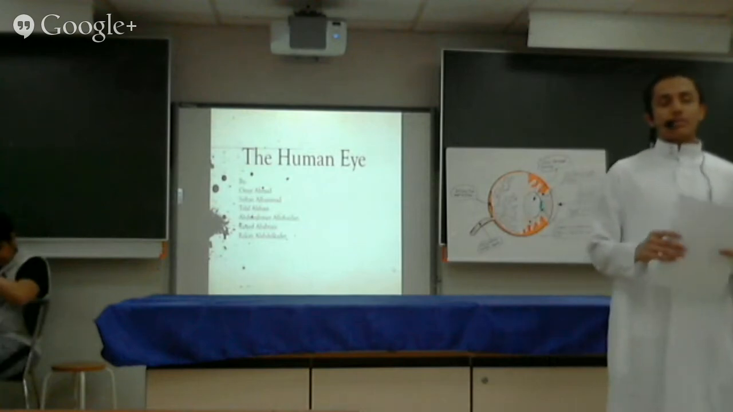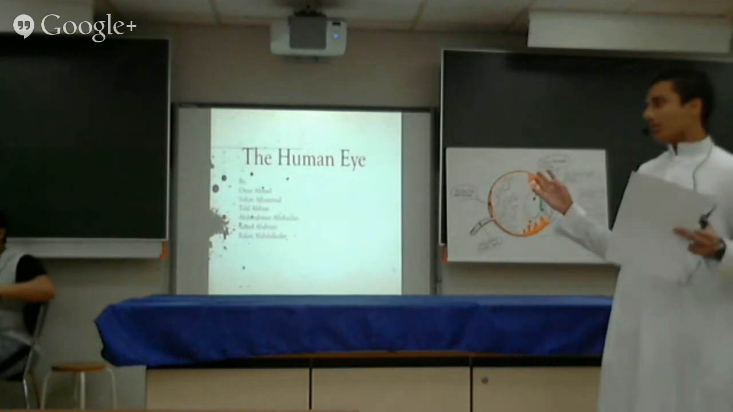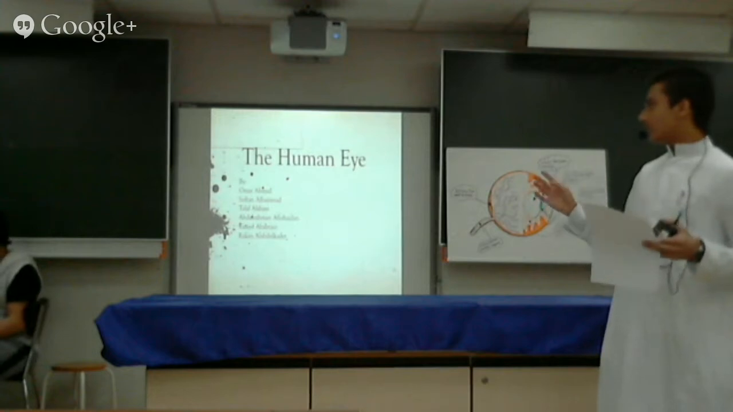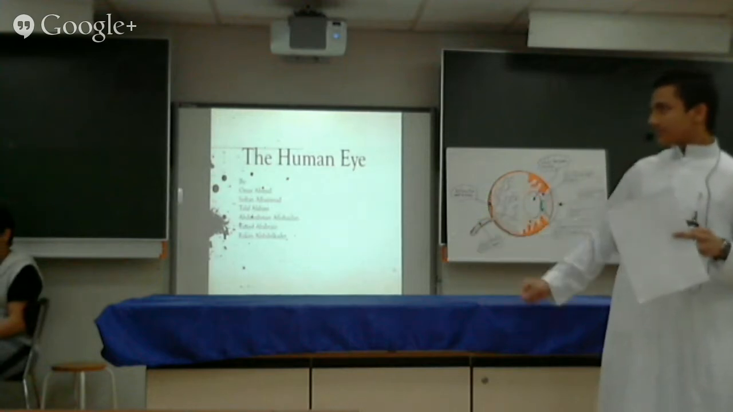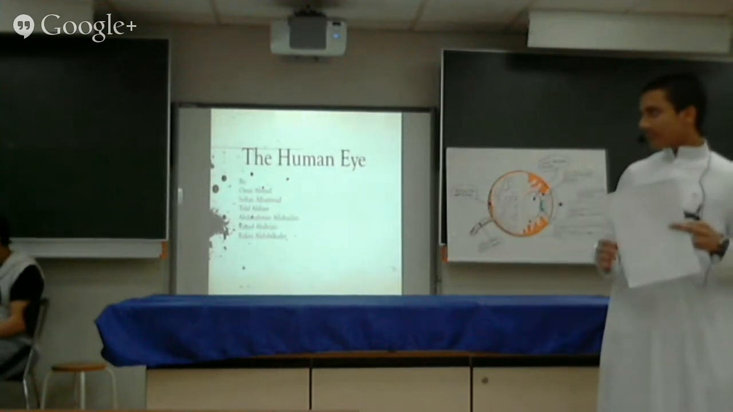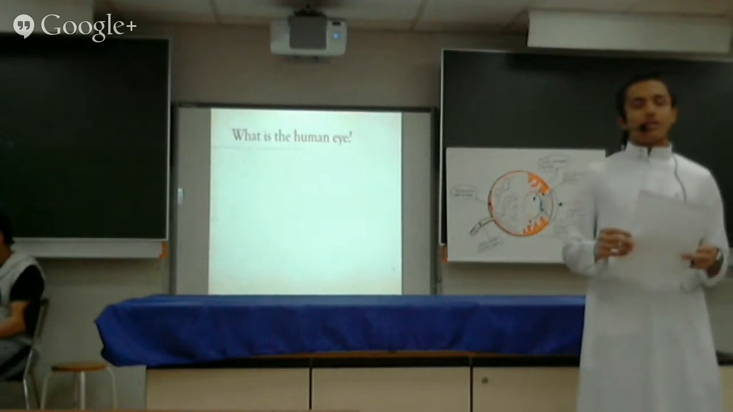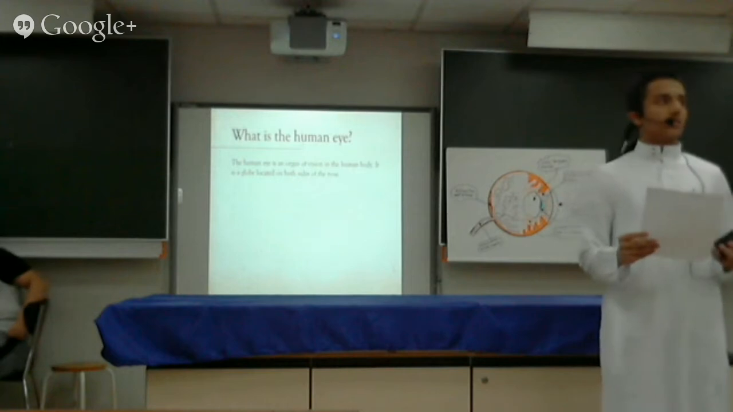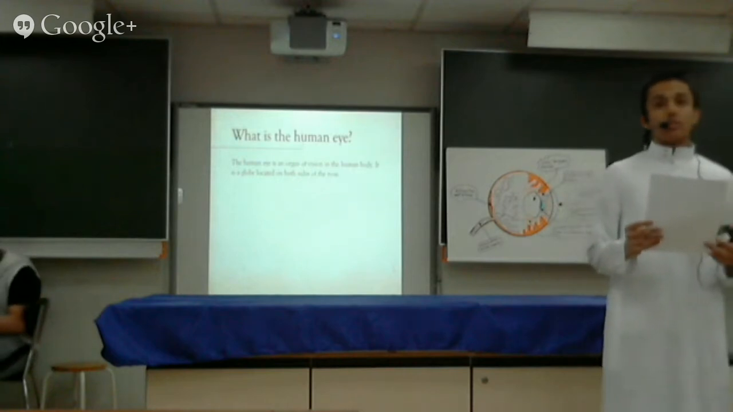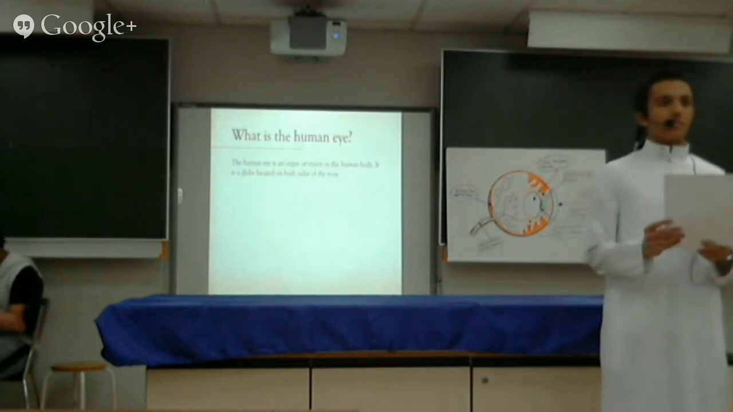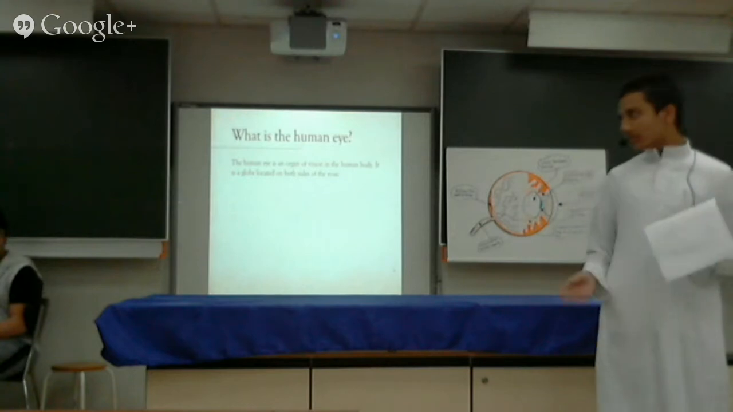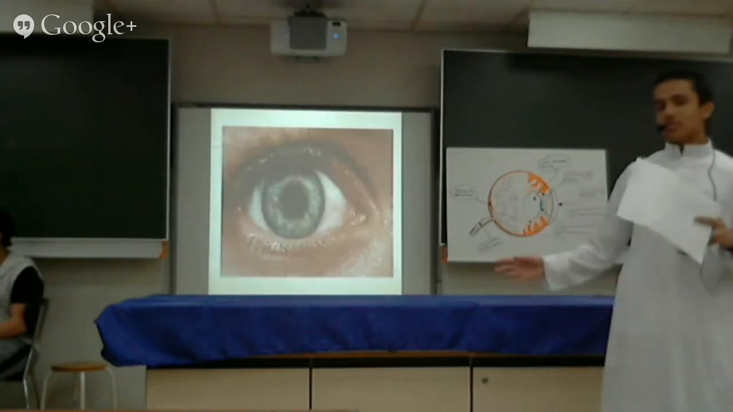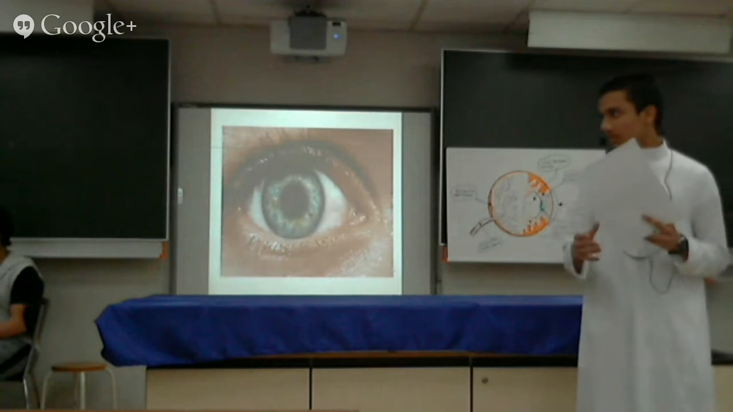Now, I would like to present to you the PowerPoint presentation we made of the human eye. First of all, what is the human eye? The human eye is an organ of vision in the human body. It is a globe located on both sides of the nose. This is the human eye. Here's a picture of the human eye. Next.